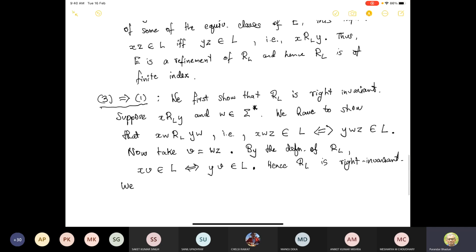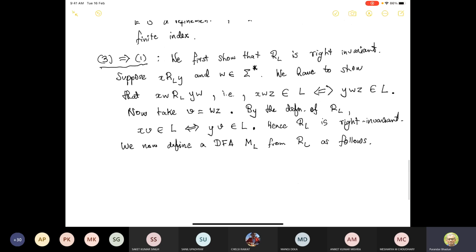We now define a DFA, let's call it M sub L, from R_L as follows. So what do you think should be the states of the DFA? I mean, you have an equivalence relation R_L of finite index.